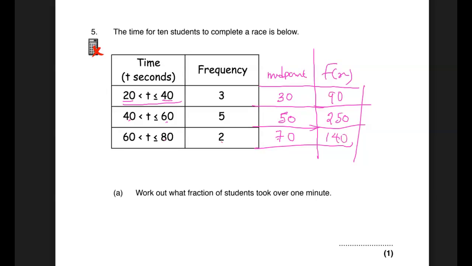Then you add them all together. 90 plus 250 plus 140. That gives you what? 480. And for this one, 3 plus 5 plus 2 gives you 10. So it's 480 divided by 10. That gives you what? 48. That's all.